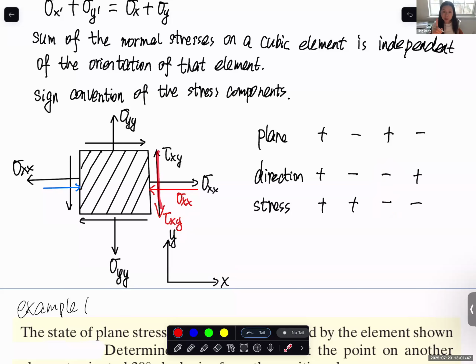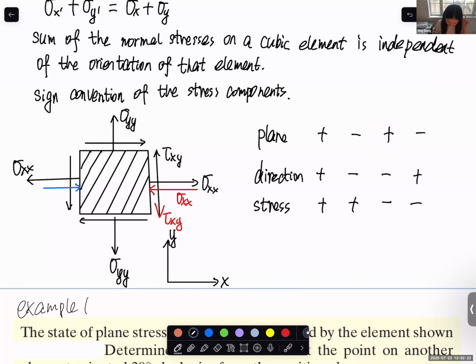Let's make it clear again. For this component, it's on the positive x plane in the positive y direction. So this stress component is positive. For this red arrow, it is on the positive plane, but in the negative y direction. Positive plane, negative y direction. So this stress component is negative. Oh, okay, I see.